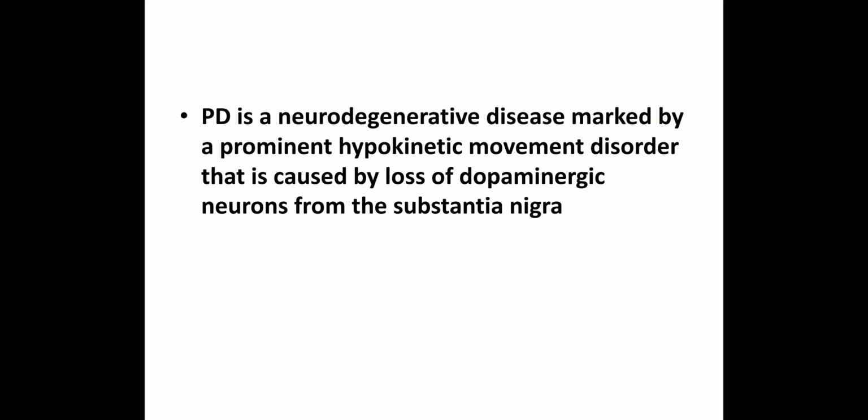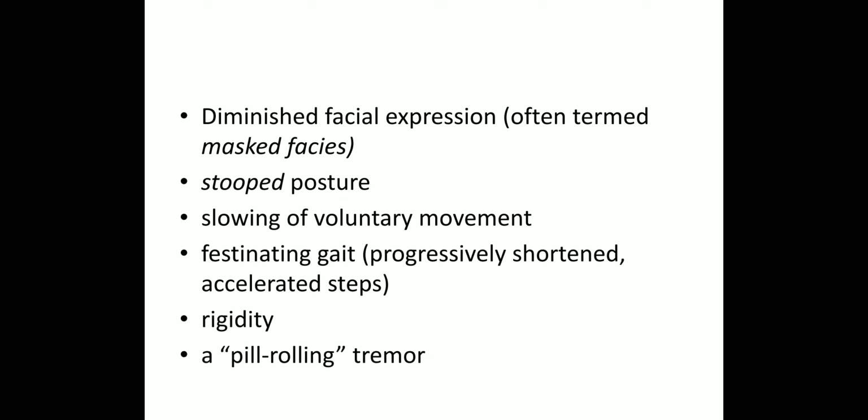So, how do you define Parkinsonism? It's a neurodegenerative disease marked by a prominent hypokinetic movement disorder. Again, this is a degeneration of the substantia nigra. What does the substantia nigra control? That area controls the movement of our body. So basically, here the movements are very less, very slow, a hypokinetic movement disorder caused by the loss of dopaminergic neurons from the substantia nigra. These are the clinical features you may know from your other theory classes. So you can take it down.